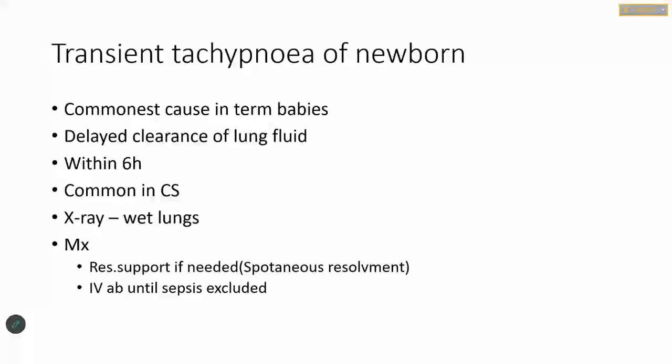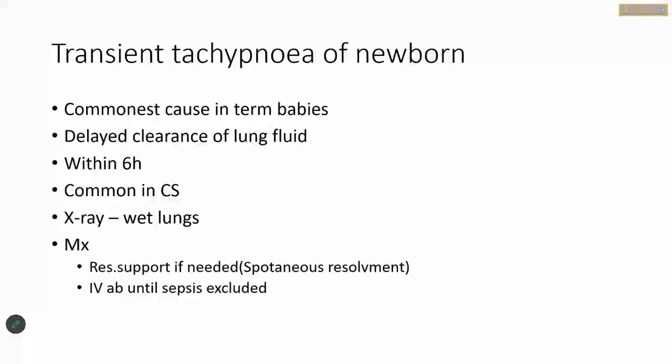But again, the problem is when the patient develops this distress, at the beginning we sometimes cannot differentiate it from congenital pneumonia. So sometimes we may need to start the antibiotics. That's why I have mentioned IV antibiotics for this patient. The antibiotics is not for transient tachypnea of the newborn. It is for the congenital pneumonia, because sometimes in a child we cannot differentiate both conditions.